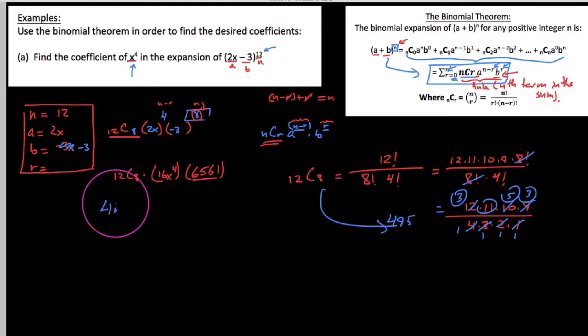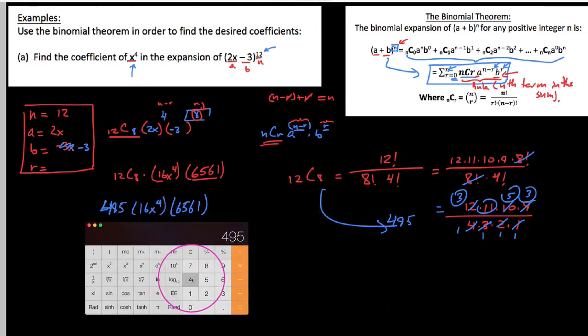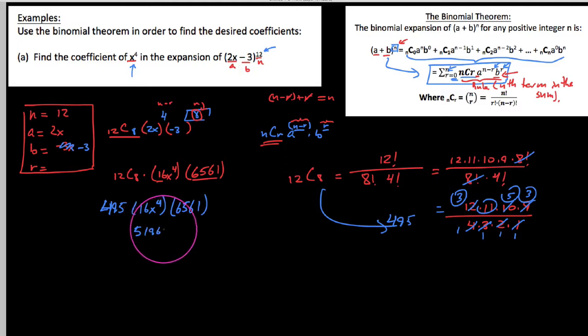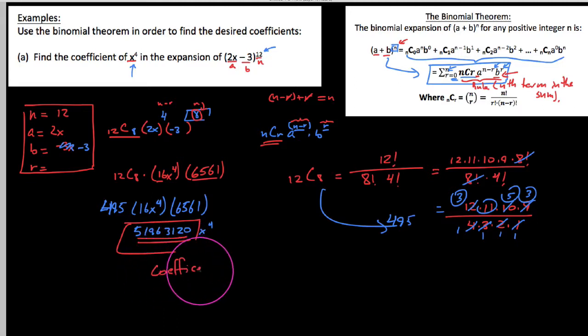So really, this term would be 495 times 16x to the 4th times 6561. So we can see how it is necessary to use a calculator on this. We say 495 times 16 times 6561. And if I've done my calculations correctly here, I'd like to double check, I get this value right here: 51,963,120 x to the 4th. So to answer this question, this would be the coefficient of the x to the 4th term.